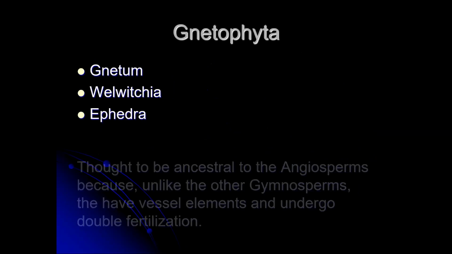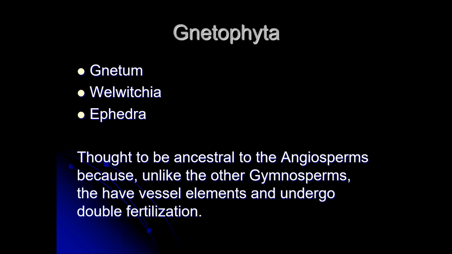Gnetophyta: the Gnetum plant, the Welwitschia plant, and the ephedra plant. These are the ones in the gymnosperms that they think angiosperms evolved out of, or the common ancestor that we have with these. We branched off from them, they branched off from it. We branched off of this common ancestor more recently than the conifers branched off our common line, or the cycads or the ginkgos.